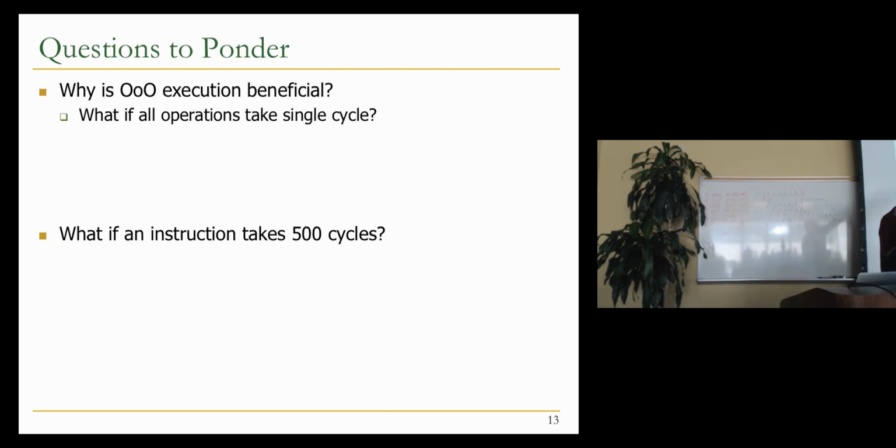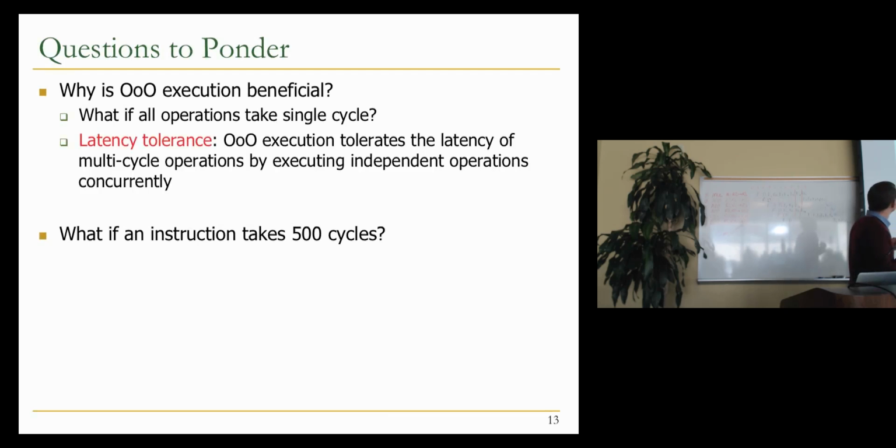So I'll ask you the question, what if all operations take a single cycle? Would it be beneficial? No, right? Because there's no latency tolerance. You actually finish the operation, and there's no reason to do things out of order. So basically, out-of-order execution really enables latency tolerance. That's a fundamental concept, I think. It tolerates the latency of a multi-cycle operation by executing independent operations while that multi-cycle operation is going on. You cannot execute the dependent operations on that multi-cycle operation, but you can execute independent operations.